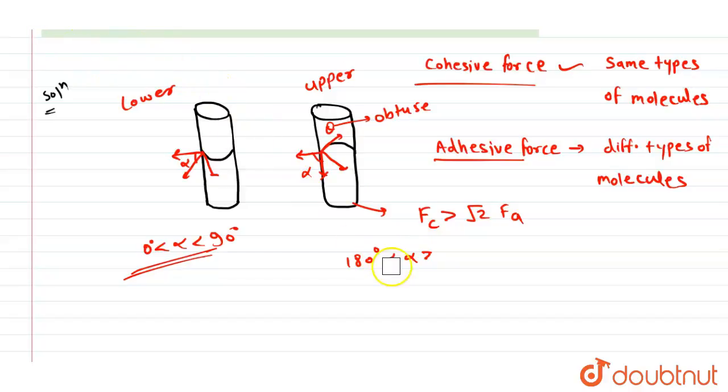So alpha will be greater than 90, formed somewhere between 90 and 180 degrees. So the upper meniscus is formed here. Understood my point? Here we can see this is the force of adhesion and this is the force of cohesion. So depending on whether the condition is satisfied or not, it will be an upper or a lower meniscus.